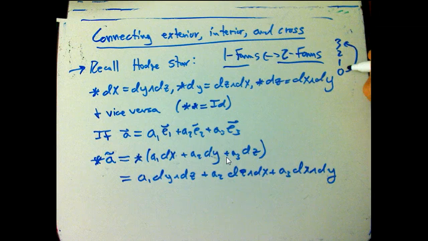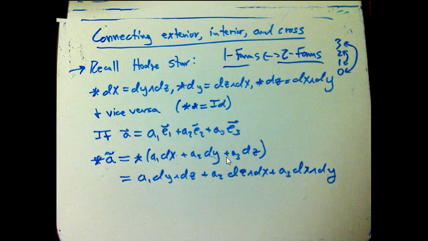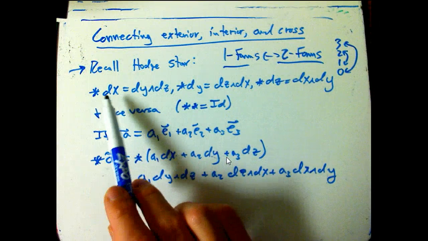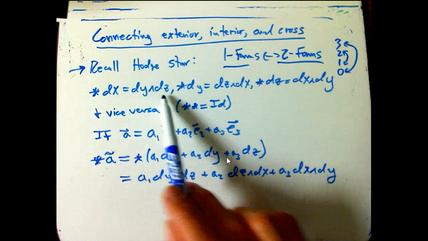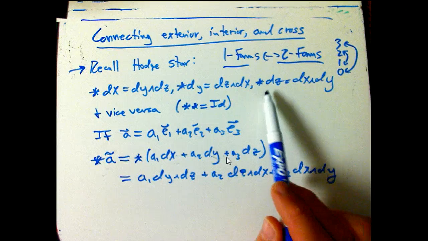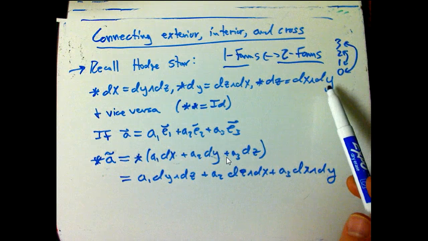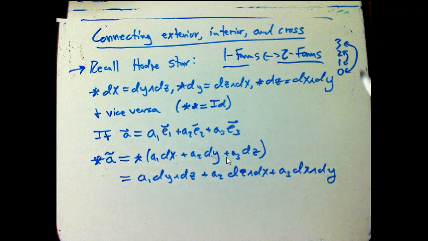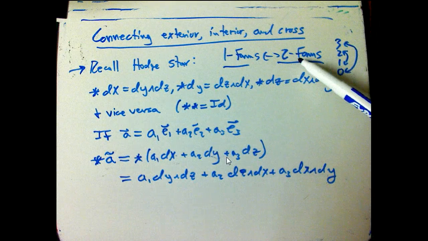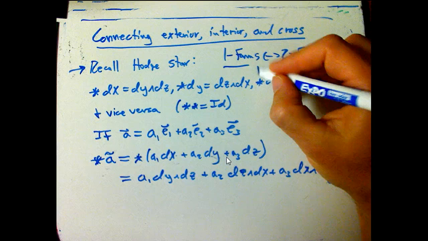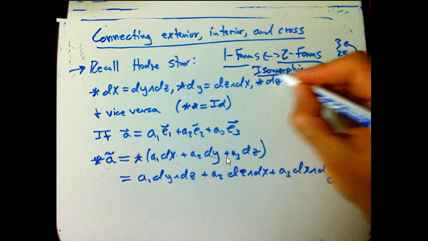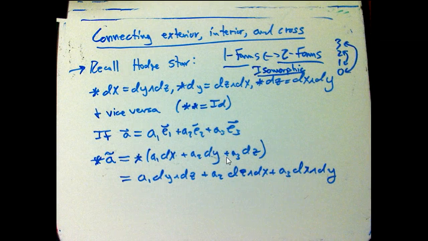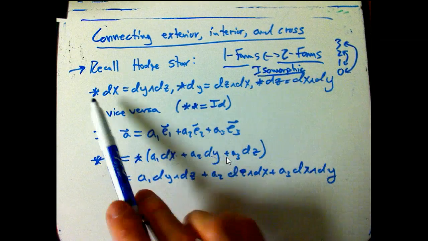In fact, 0 forms and 3 forms exchange with each other, although we won't need that right now, and 1 forms and 2 forms exchange with each other. And it's very simple if you write everything out in terms of an orthonormal basis. Star dx is dy wedge dz, star dy is dz wedge dx, star dz is dx wedge dy. And this encodes the fact that 1 forms and 2 forms in 3 dimensions have the same amount of information. What's going on here, to use the fancier terminology, is that these are isomorphic spaces. They have the same amount of information, and you can have a mapping that goes back and forth between them.